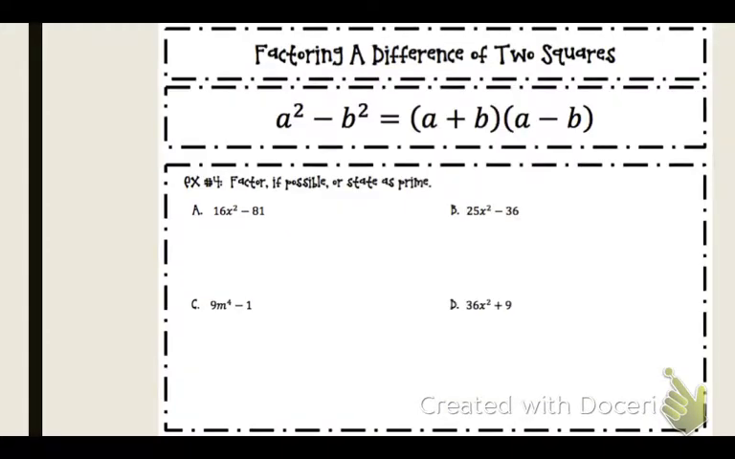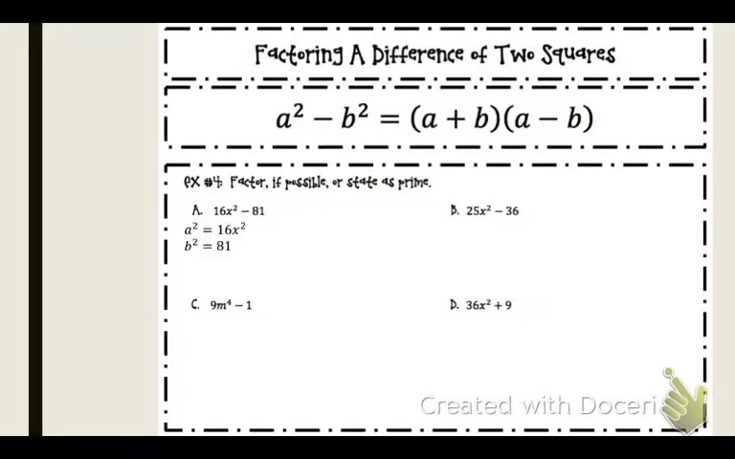Let's factor the difference of squares. So that's where it's a squared minus b squared equals a plus b and a minus b, where a squared is the first term, b squared is the second term. So let's just do an example. I think that's the best way to get this. So 16x squared minus 81.